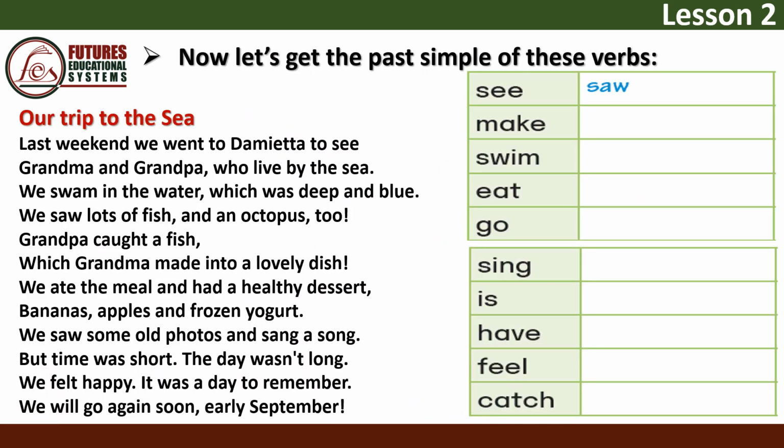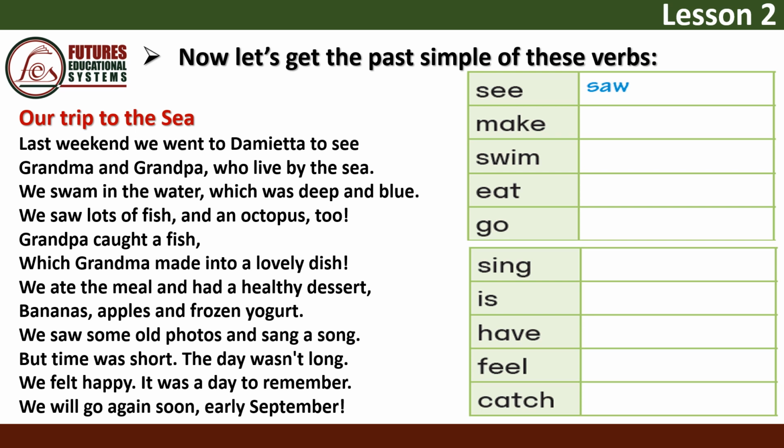Now I want you to look at the poem one more time. We're going to search for some verbs together. So we have some verbs here like see, make, swim, eat, go, sing, is, have, feel, and catch. I want you to get out the past simple of these verbs. Do you notice something? These are irregular verbs.